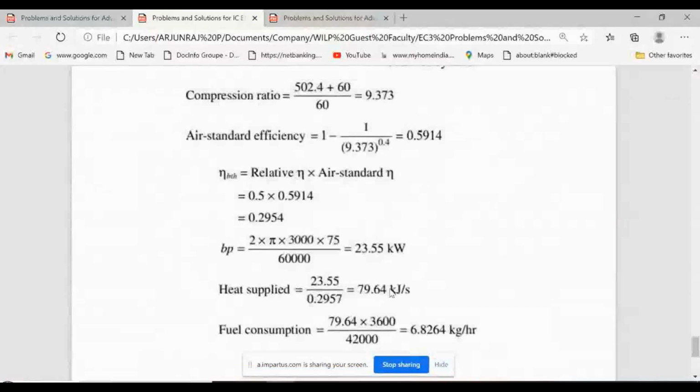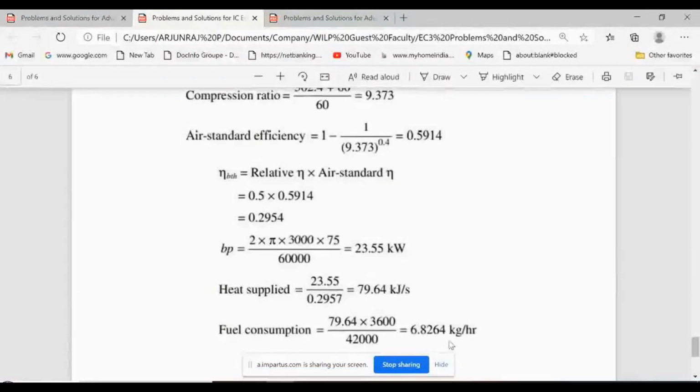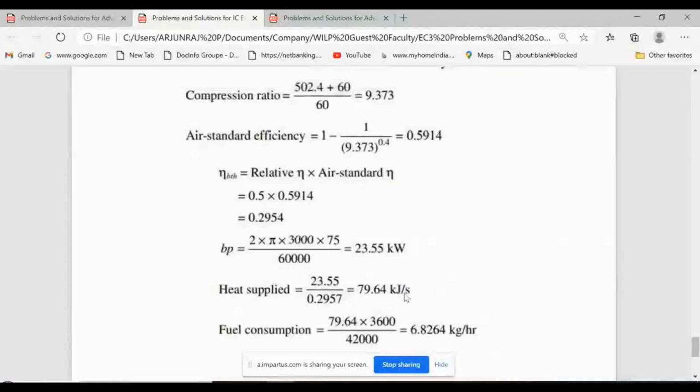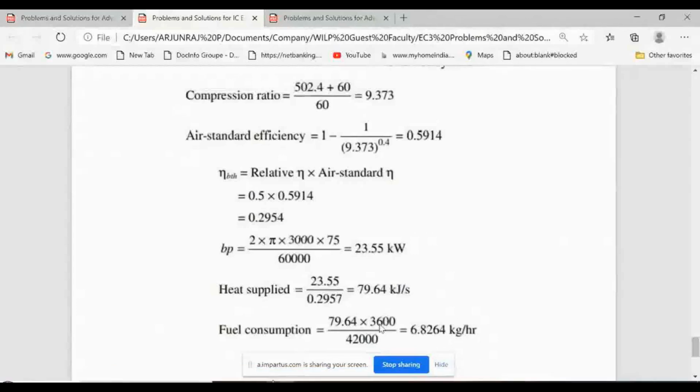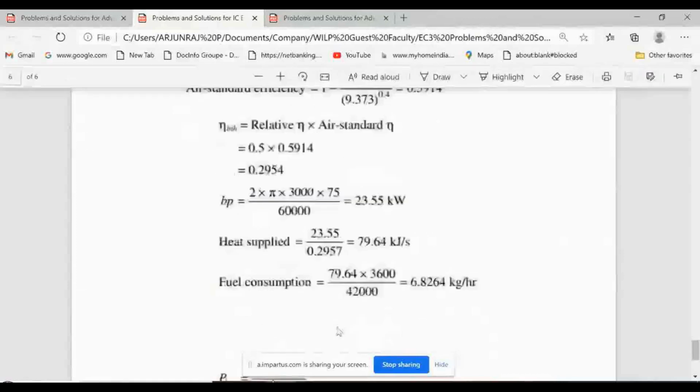And the fuel consumption. Okay. Normally the fuel consumption is nothing but the mass flow rate of the fuel. It's mostly in kilogram per hour. And it is nothing but the heat supplied, which they gave in terms of seconds, and again they are converting that into hour. So that's why you need to multiply that by 3600, divided by the calorific value of the fuel. They gave us 42,000. So you get the fuel consumption.